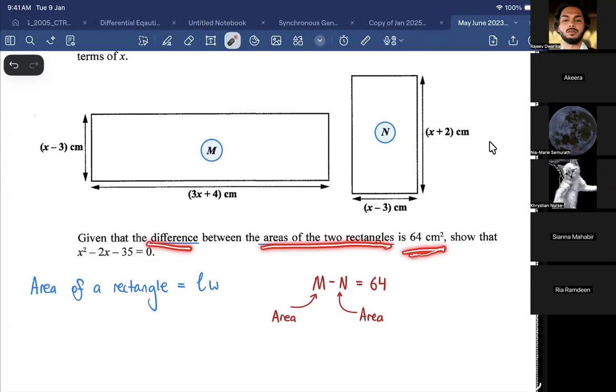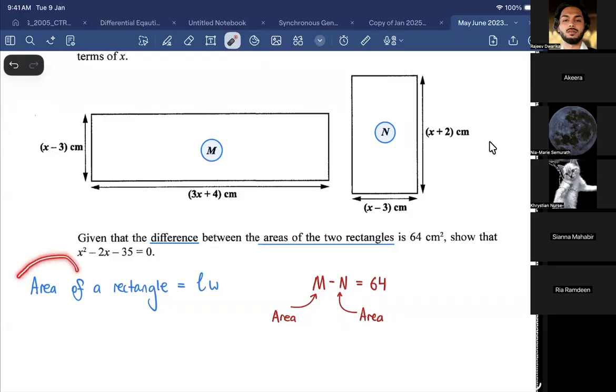What do I know? That the difference between the two is 64 centimeters squared. So using that information, I could form an equation. Which one looks bigger, M or N? M. And difference means subtraction, right? Yes. So that statement means the area of M minus the area of N has to be equal to 64.